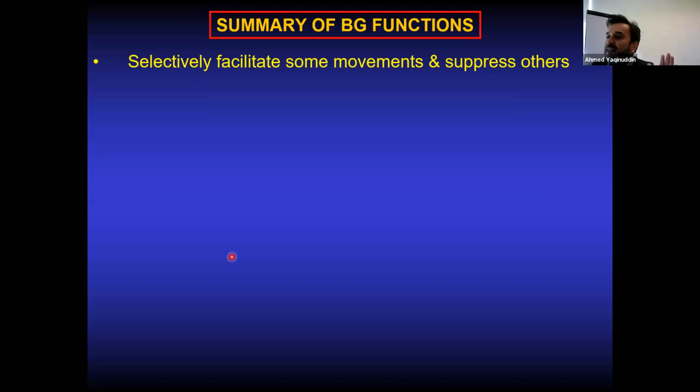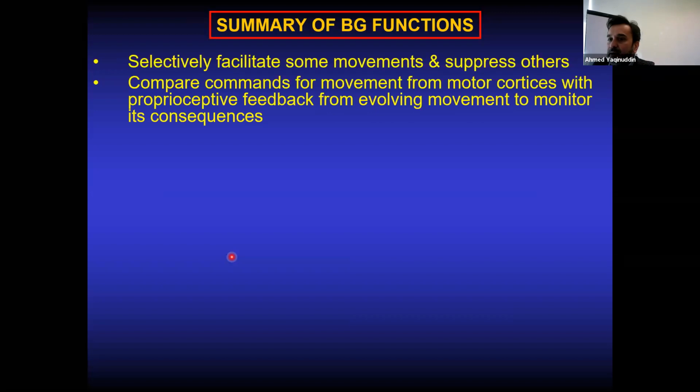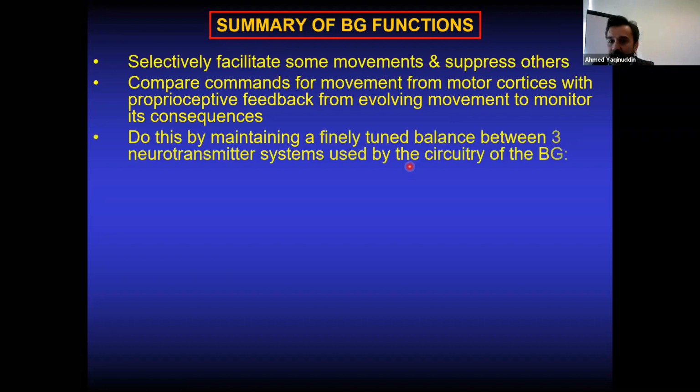direct pathway, and suppress other movements through the indirect pathway. They compare commands for movements from motor cortices with the proprioceptive impulses from the evolving movements to monitor its consequences. This function is mainly from the cerebellum, but the connection of the cerebellum with the basal ganglia might be the major issue. But the major function in terms of motor function of basal ganglia is to facilitate certain movements and suppress others, facilitating through the direct pathway and inhibiting through the indirect pathway.